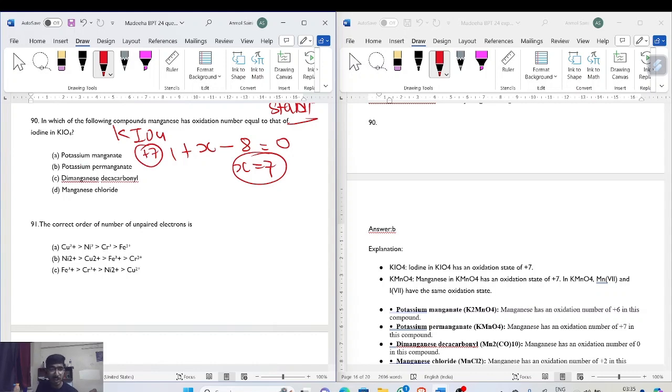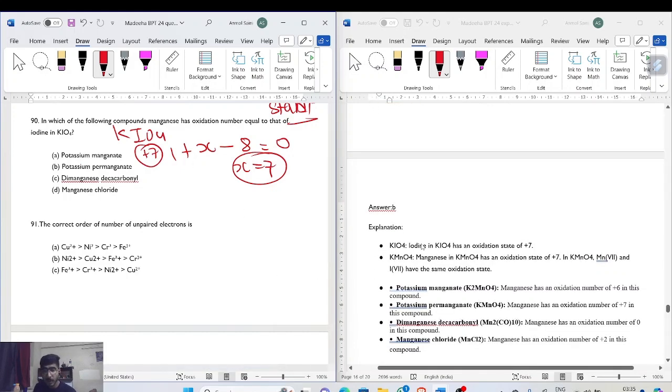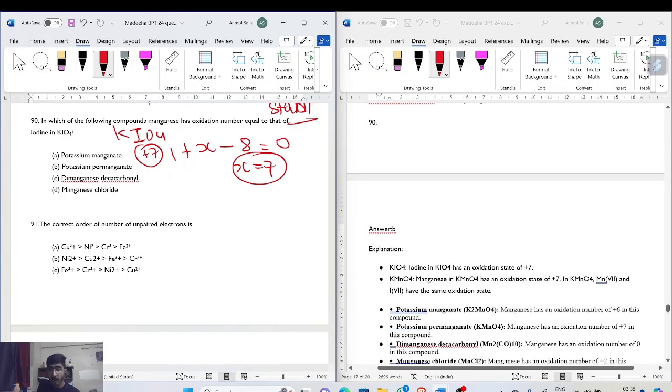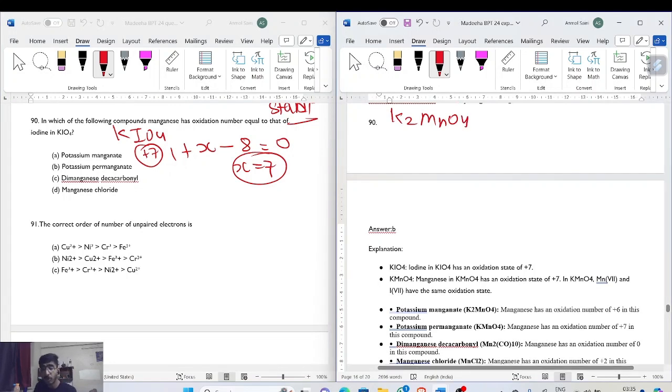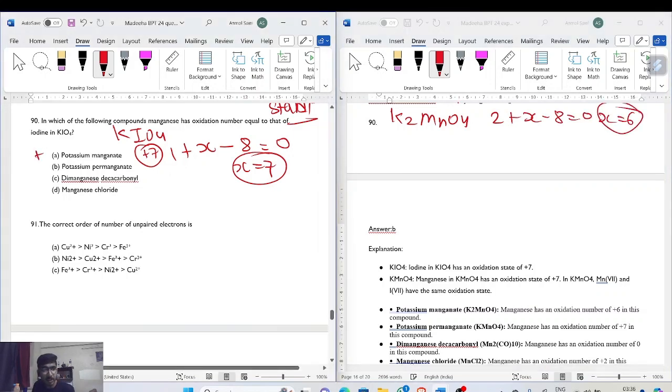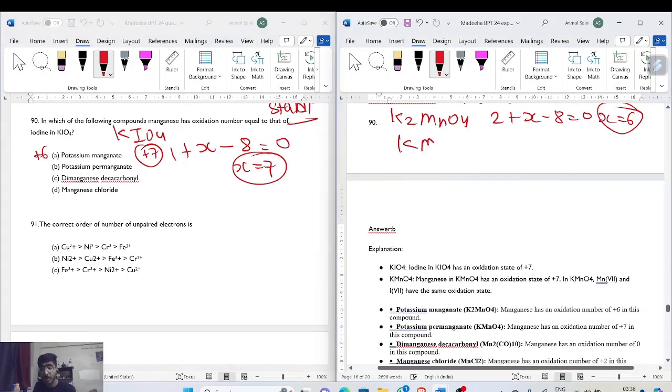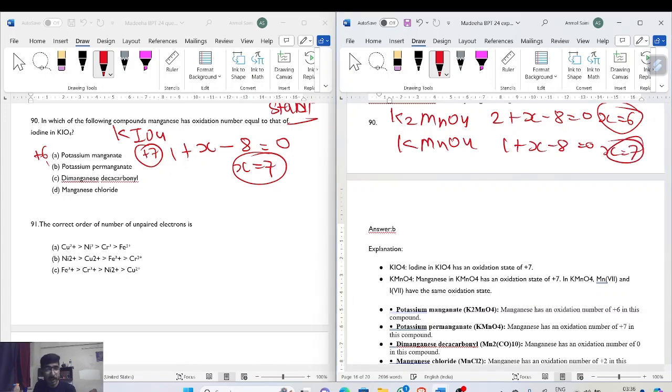Now we have to check potassium manganate, potassium permanganate, and the others. The formula for potassium manganate is K2MnO4, so 2 plus X minus 8 equals 0. For option 1, the oxidation state will be +6. Now for option 2, we have potassium permanganate, which is KMnO4, meaning 1 plus X minus 8 equals 0, X equals 7. So this will be our correct answer, option B.